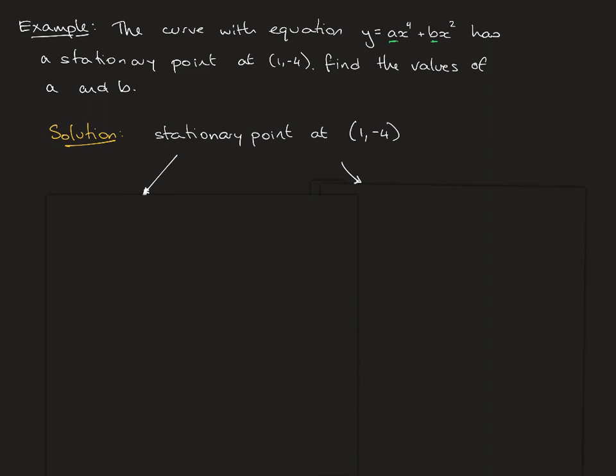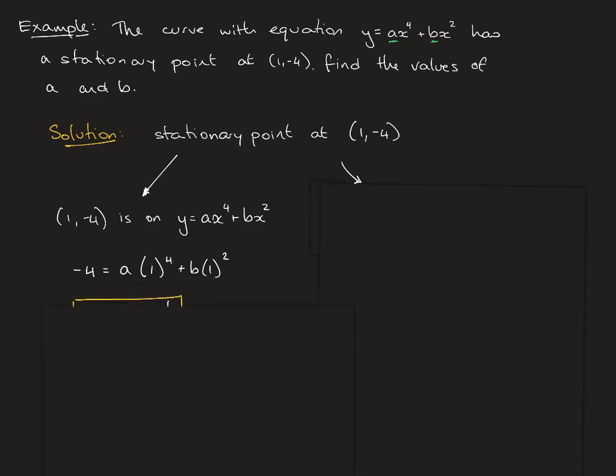The stationary point being at (1, -4) gives us two pieces of information. First, that the point (1, -4) is in fact on the function, and so we can substitute x as 1 and y as -4 into the original equation, and we'll come up with one equation. The second piece of information is that when x is equal to 1, the derivative is equal to 0.